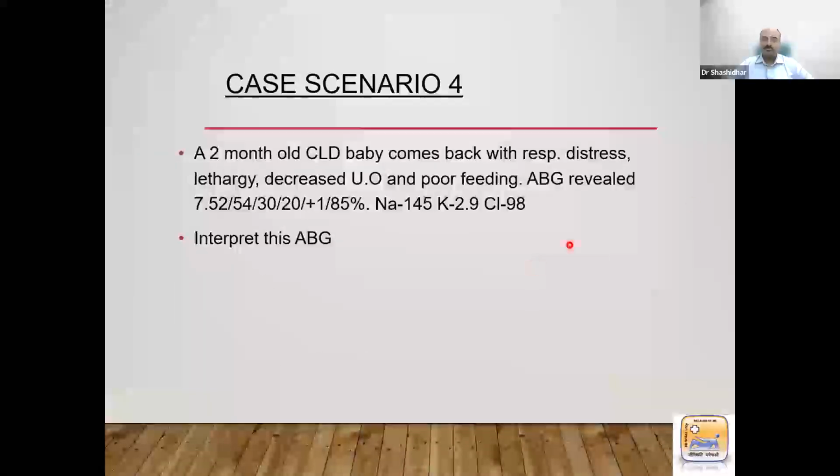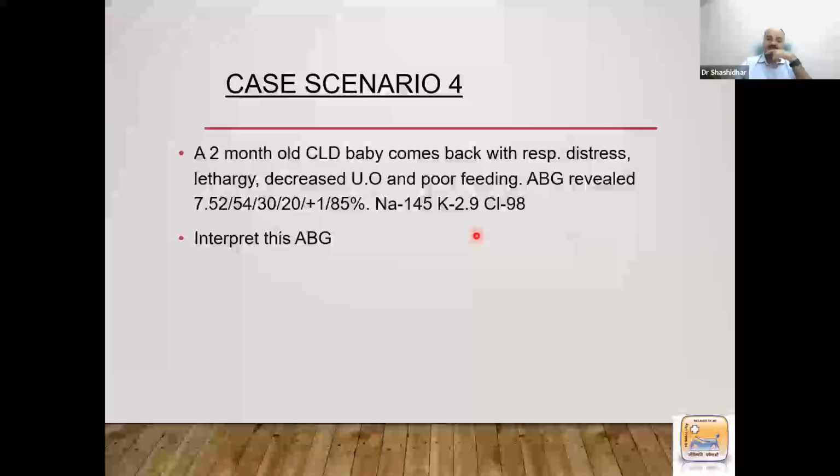Case scenario number 4. A 2-month-old CLD baby comes back from KMC ward with respiratory distress, lethargy, reduced urine output, poor feeding. ABG revealed pH 7.52, PO2 of 54, PCO2 of 30, bicarb of 20, base excess +1, saturation 85. I have also given you the electrolytes, sodium, potassium, and chloride for a reason. So can you interpret this blood gas?